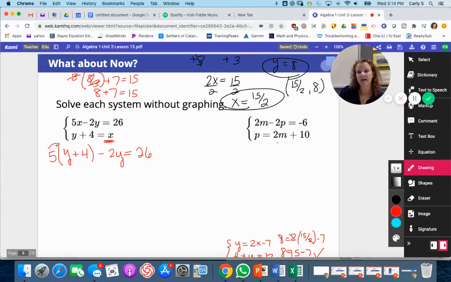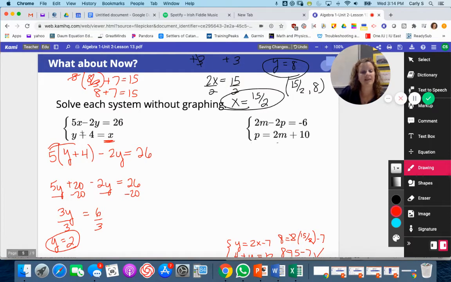Now I distribute the 5, and I get 5y plus 20 minus 2y equals 26. So now I have one equation, one unknown. Let's collect like terms and solve for it. So I have a positive 5y and a negative 2y. Collect those, I get 3y. And then I'm going to subtract 20 from both sides. That gives me 6. Divide both sides by 3, and I have y equals 2.